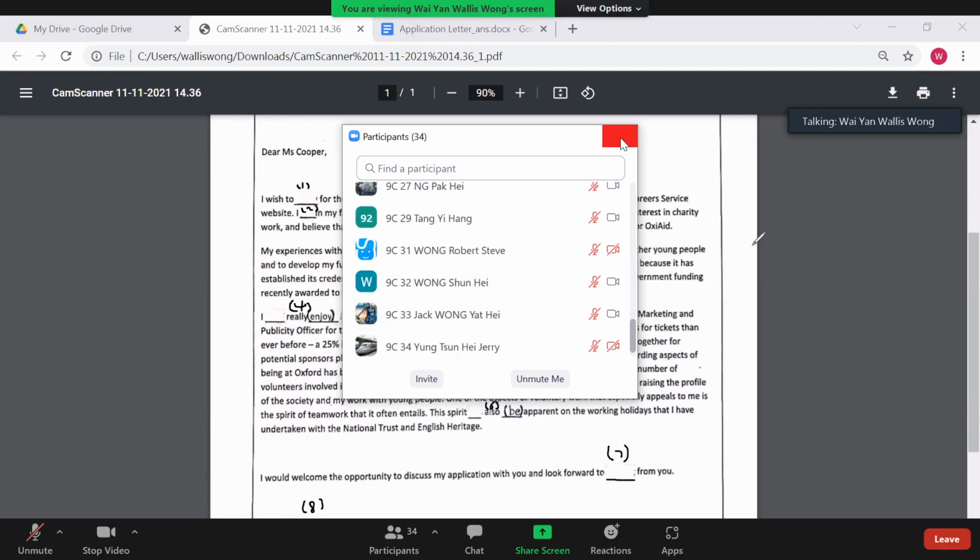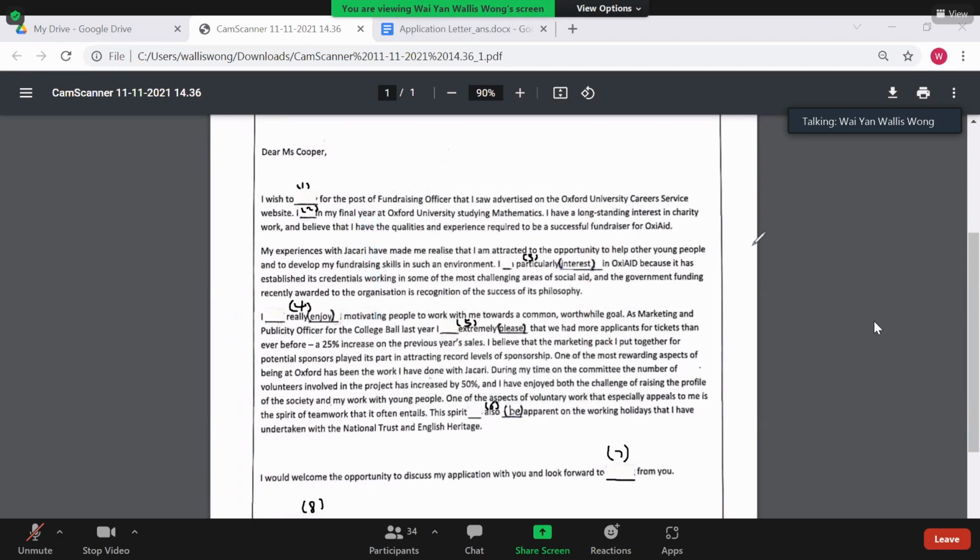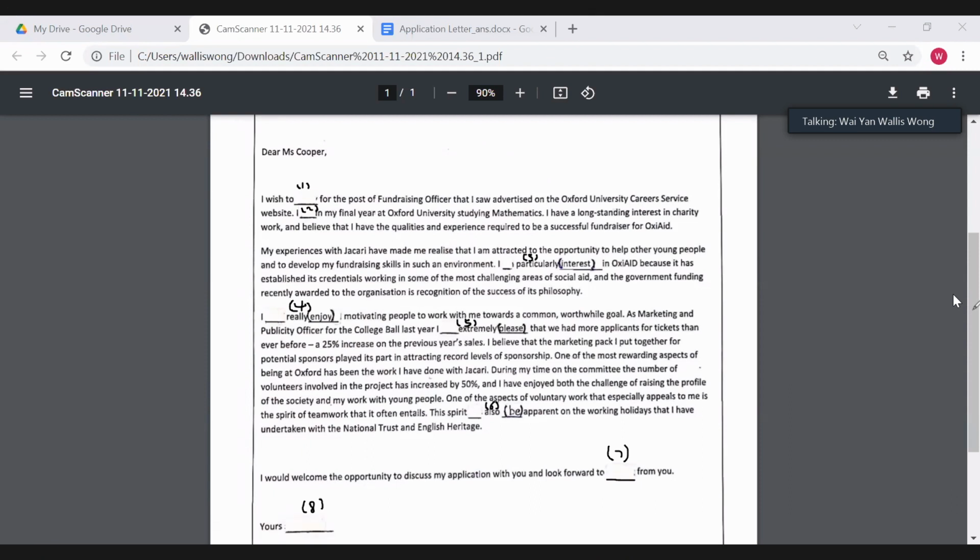And I still don't see number, actually quite a lot of people. 31, I don't see 31, 25, 34. Let me write it down.